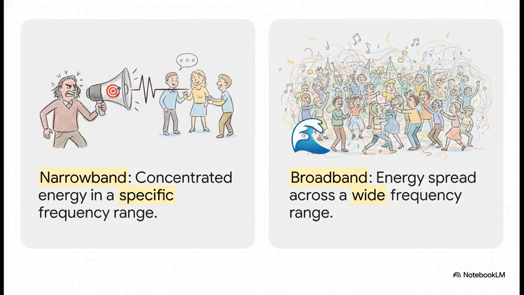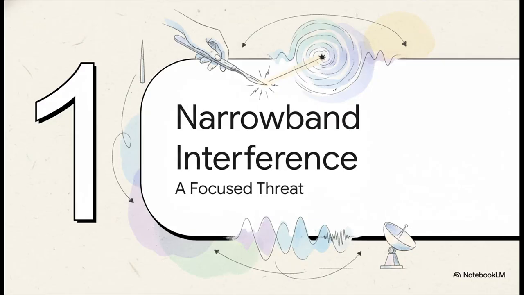Now, RFI isn't this one single thing. It really comes in two main flavors, narrowband and broadband. And the easiest way to think about it is with an analogy. Narrowband is like a single heckler in a crowd, shouting and trying to disrupt one specific conversation. But broadband, that's like the deafening, constant roar of a massive party, where it's impossible for anyone to hear anything clearly. So let's zoom in on that heckler first.